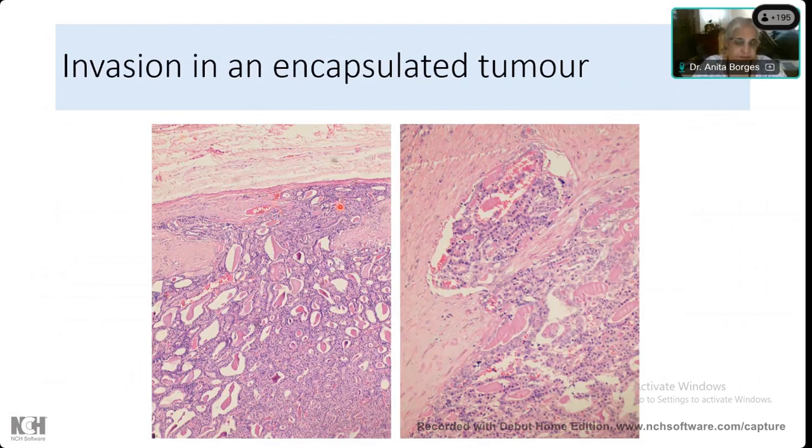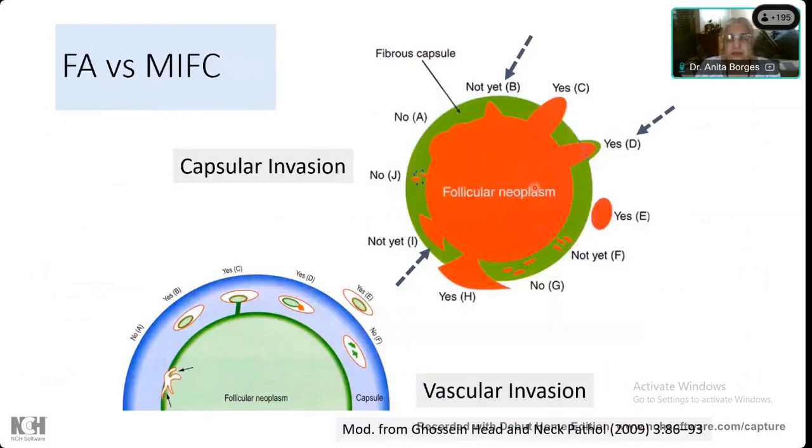This is invasion of the capsule, which is a genuine mushroom-like invasion of the capsule. And here is the invasion of a vessel within the thick capsular wall. Now, please notice that the capsule is thick. It is very unusual, as I said, to get minimally invasive follicular encapsulated thyroid carcinoma when the adenoma is very thinly encapsulated. This is an absolutely iconic diagram.